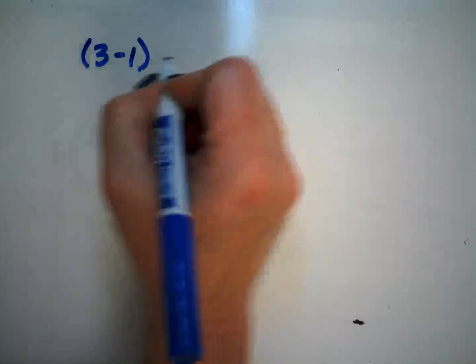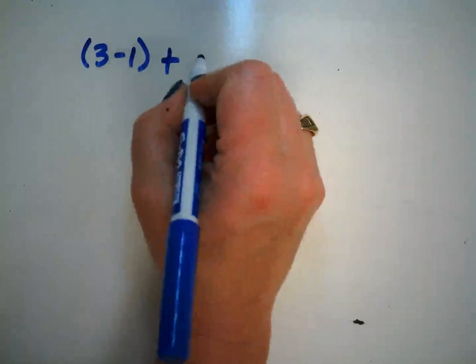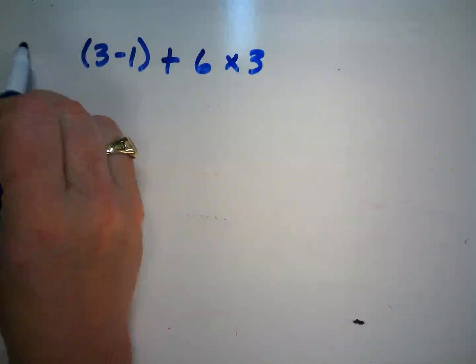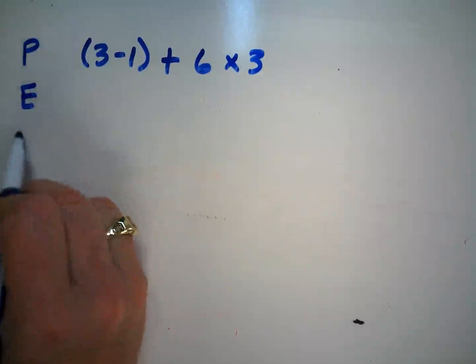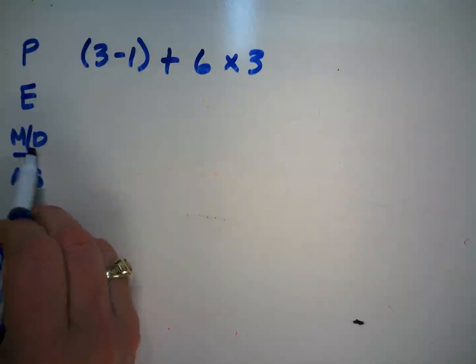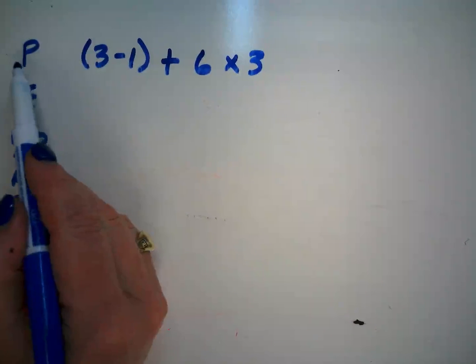3 minus 1 in parentheses, that's a quantity, or a difference of 3 minus 1, plus 6 times 3. So we're going to go through PEMDAS, and I'm just going to put a little cheat sheet, which I highly recommend you do on your paper so that you don't forget what you're doing. So let's go through what we got. Do we have any parentheses?